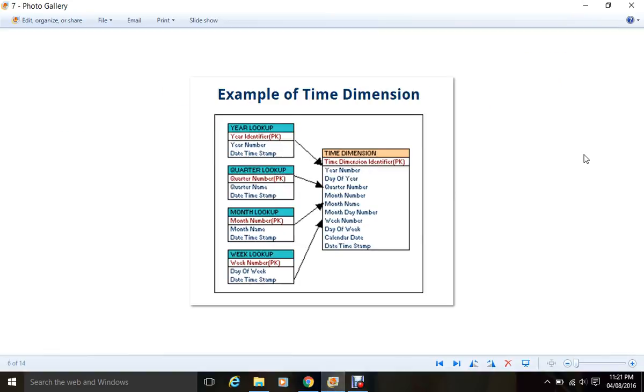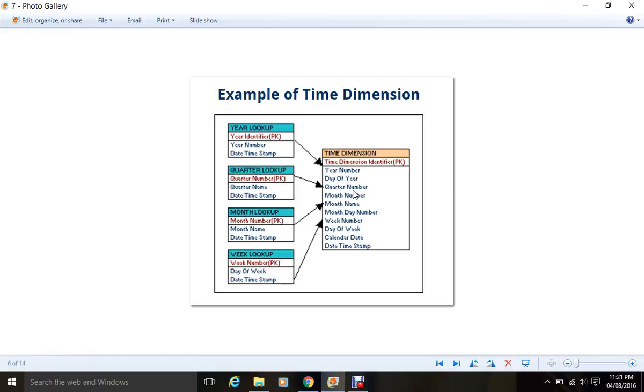The time dimension would have all the data regarding time. In relational data modeling for normalization, year lookup, quarter lookup, month lookup, and week lookup would be divided into different tables. But in dimensional modeling, all these dimensions which are affected by time, or which affect attributes with time, are merged into one table, and it is known as time dimension.